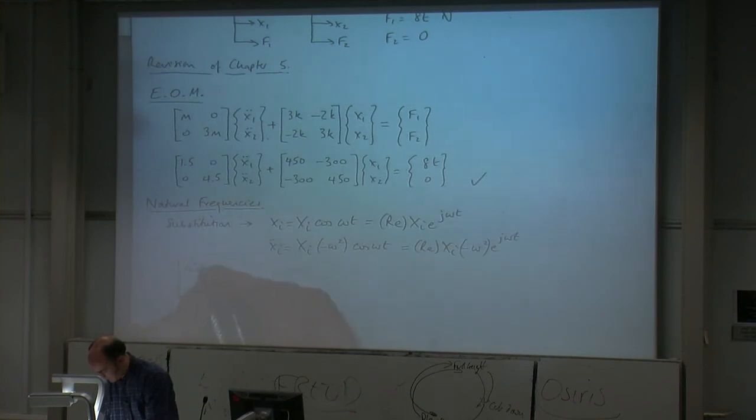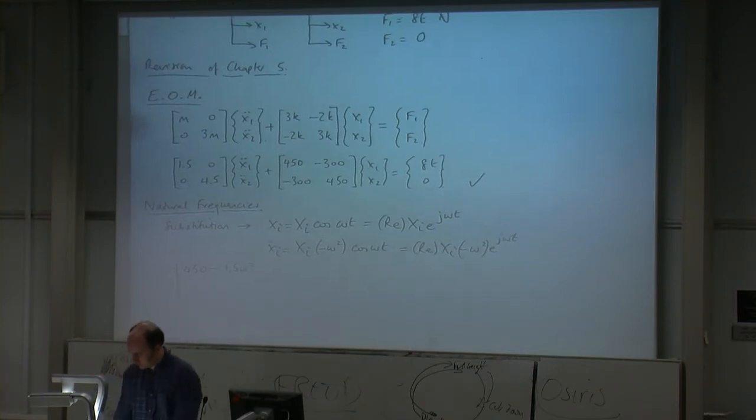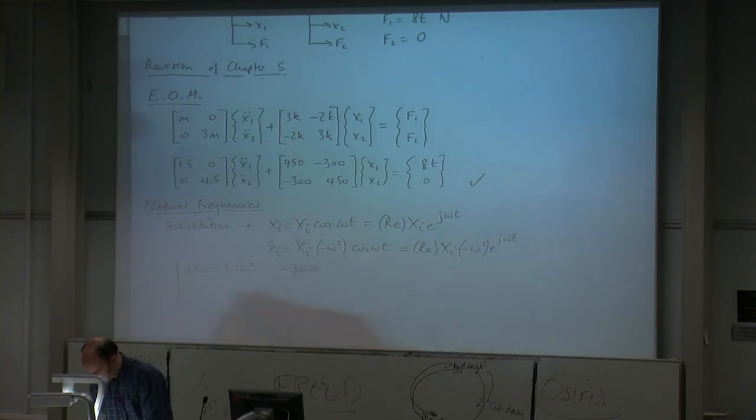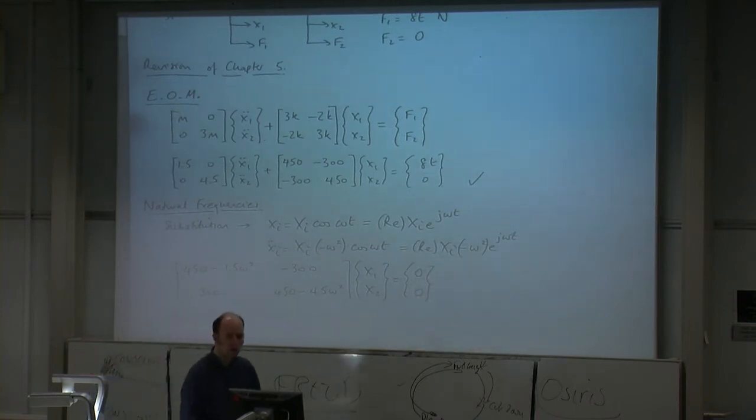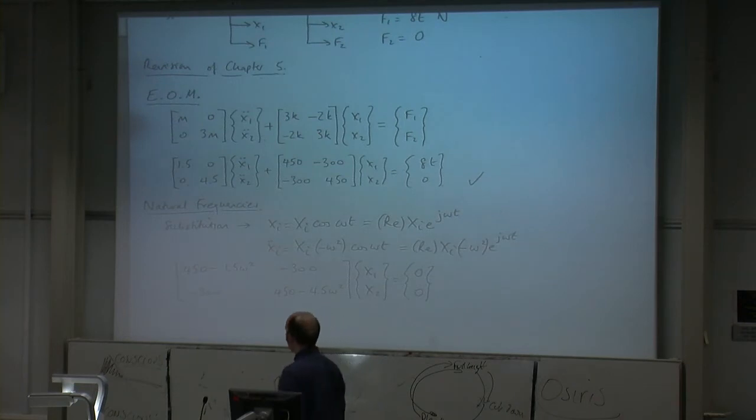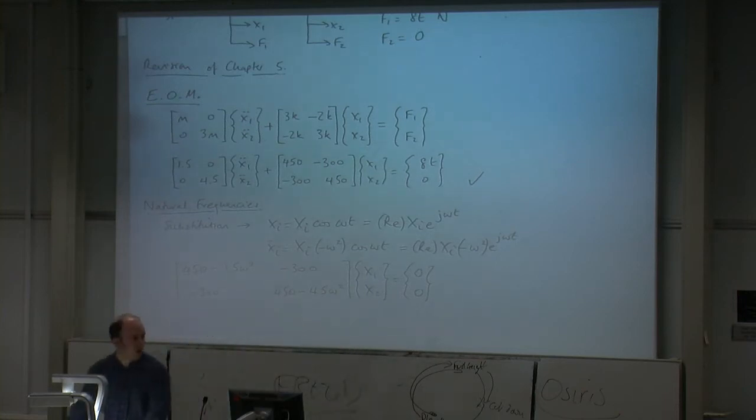We're going to get 450 minus 1.5 omega squared, minus 300, and then we've got 450 minus 4.5 omega squared, times x1, x2. Now, because the natural frequency is unaffected by the force being applied, we set the force in this bit to be 0, because that's how it's going to help us solve the problem.